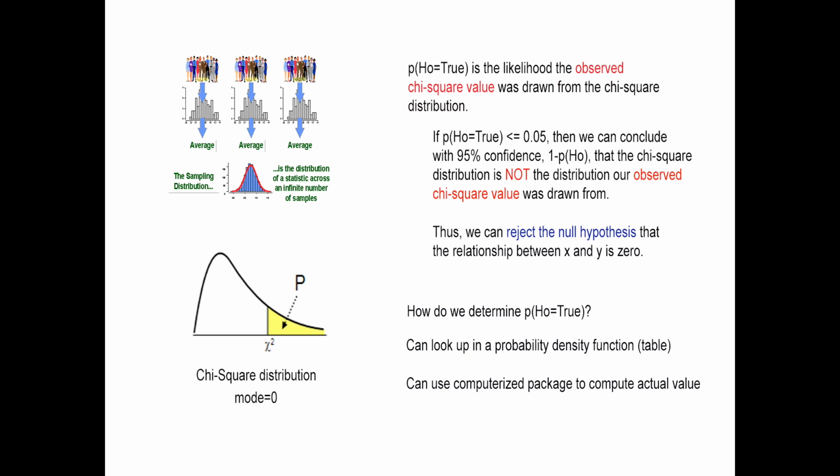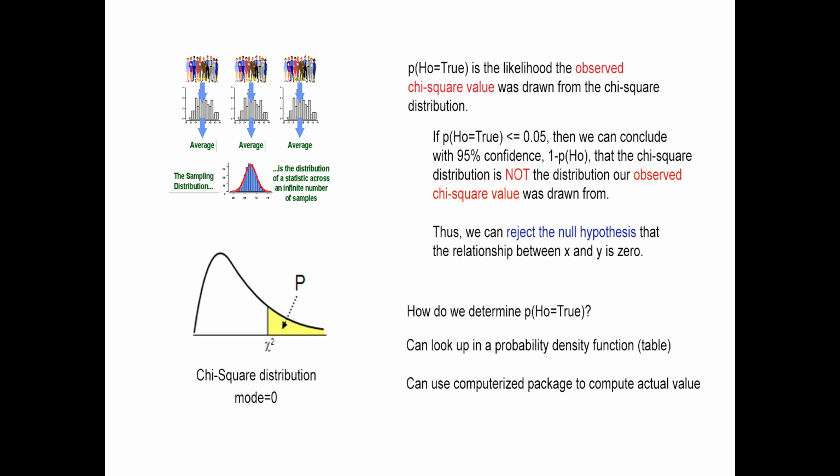So the more practical question is, how do we determine the probability the null hypothesis is true? That is, how do we determine the probability that our observed chi-squared value came from the chi-squared distribution with a mode of 0? There are two ways to do this. One, we can look up the probability in a probability density function table. Or we can use a computerized package like SPSS to get the actual value of pH0.